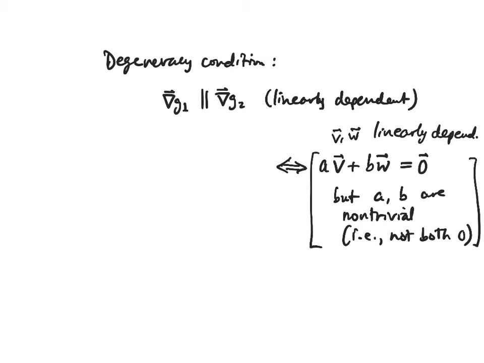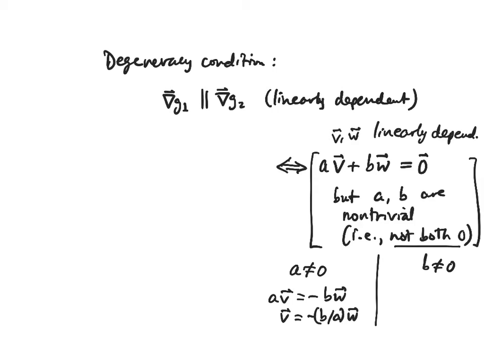Okay? But then you see that we can rearrange the equation. If A is not 0, one of the two is not 0, they're not both 0. So let's say A is not 0. Well, if A is not 0, then we can put the BW term on the other side and then divide by A. And that expresses V as a multiple of W. If B is the non-zero one, then we can do likewise. We can express W in terms of V. But you see that one of them can be expressed as a multiple of the other. So in either case, they're parallel. We can say it that way.